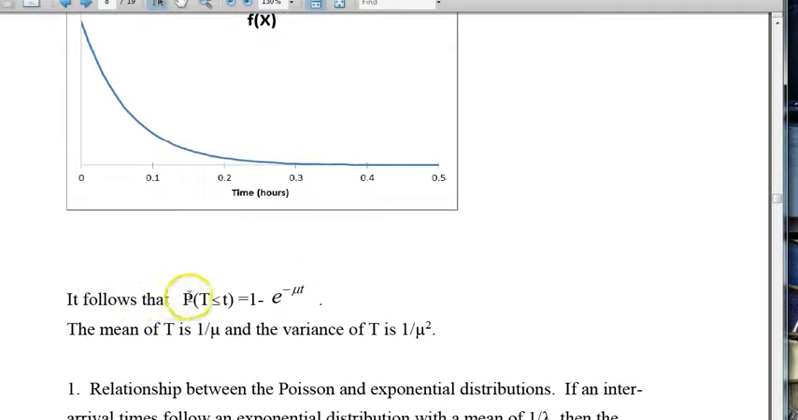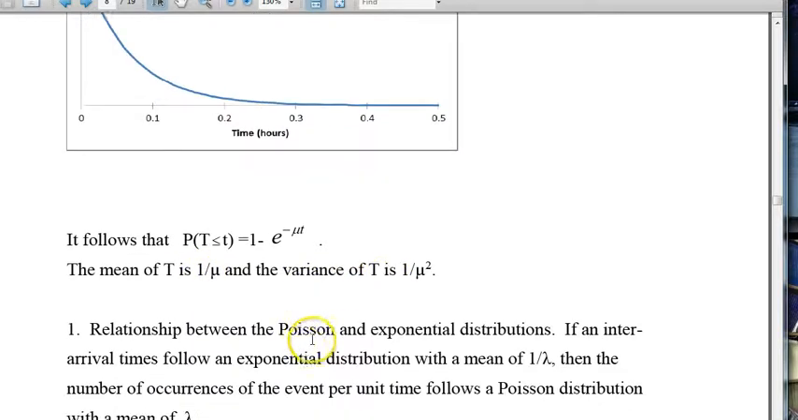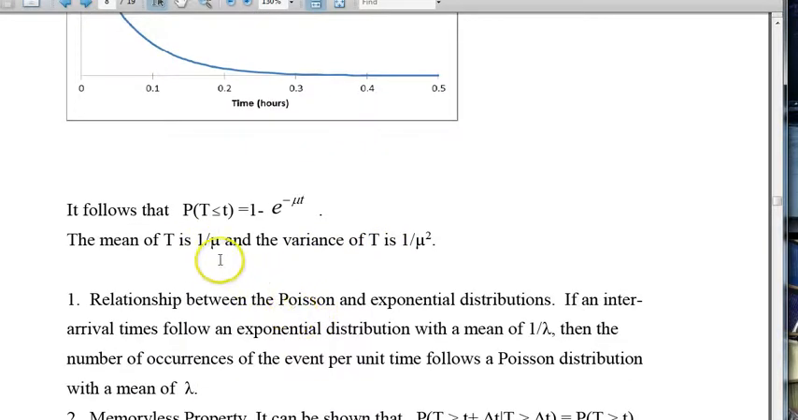It follows that the cumulative distribution P(T <= t) is 1 minus e^(-mu t). So if I have a t here, that would be the area under the curve up to t. If I want the area above that, it would be just e^(-mu t). And the mean of t is 1 over mu. The variance is 1 over mu squared, and the standard deviation, of course, would be the square root of the variance, which would be 1 over mu. So the mean and standard deviation are the same, and that's the only continuous distribution where the mean and the standard deviation are equal.